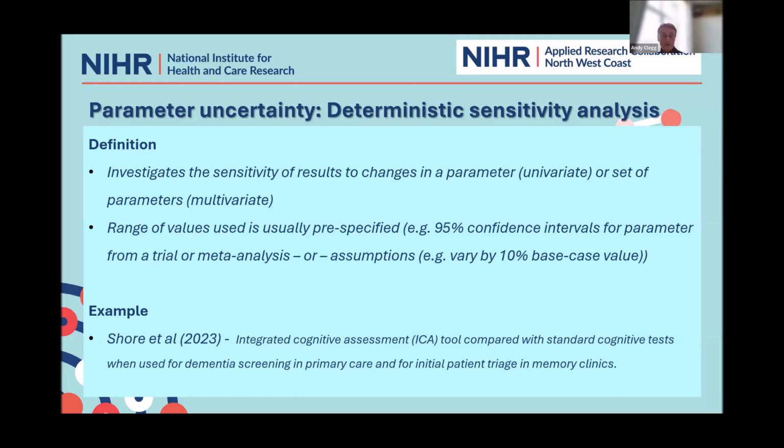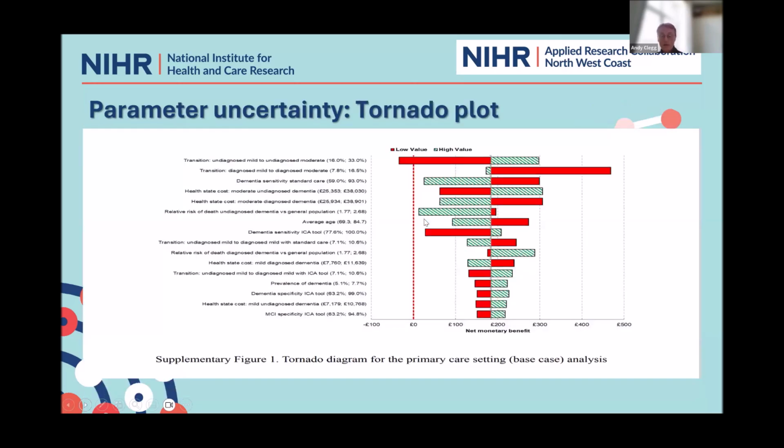But usually they're predefined before we start the analysis, and can look at different ranges of confidence interval, or making certain assumptions that if you change it by a proportion, see what the consequences of that are, or just exploring it in those different ways. And what you do is you undertake that analysis by changing those variables, and then you can present them in such things as tornado plots.